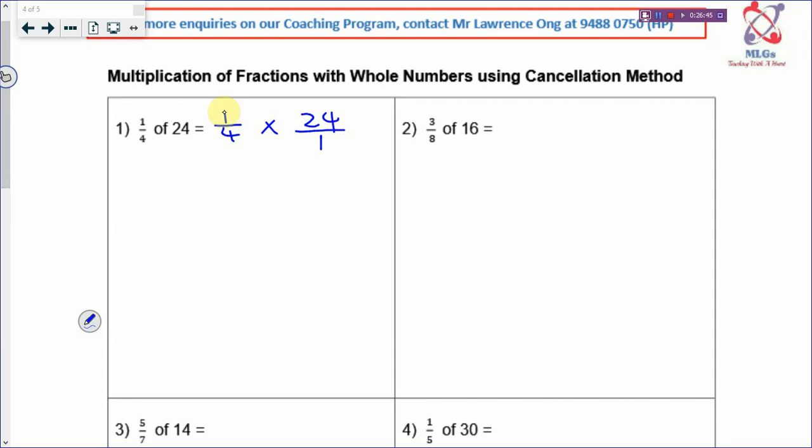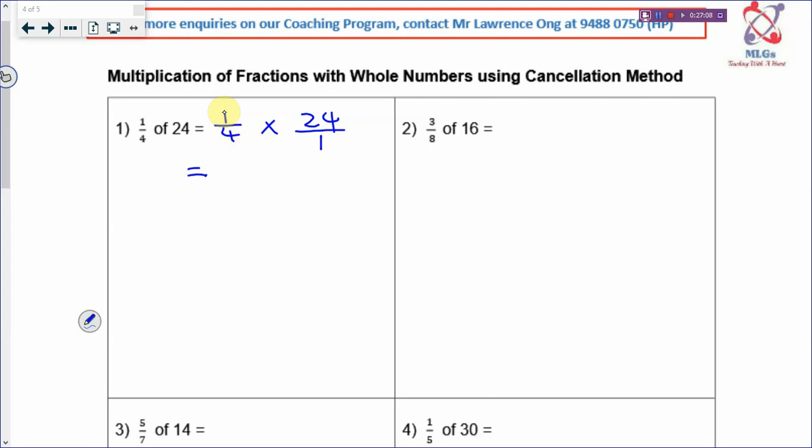Okay, why do I do that? Because you are going to learn how to cancel using the cancellation method. So how to cancel? Now, you can only cancel diagonally. For example, 1 and 1 is diagonal. 4 and 24 is a diagonal pair, right? Diagonal. So you can only cancel diagonally or vertically, which you will see later.